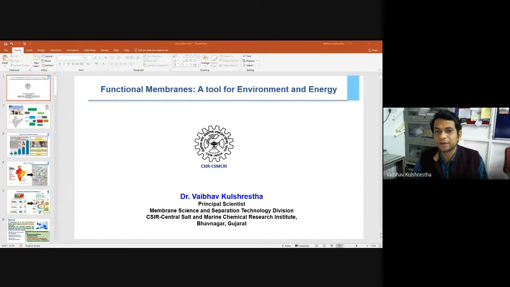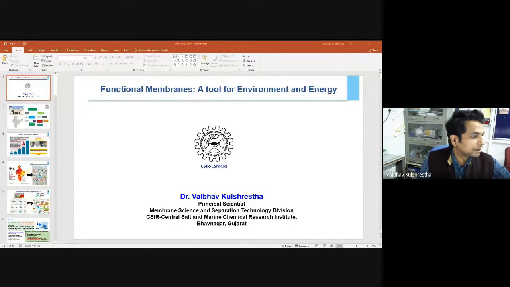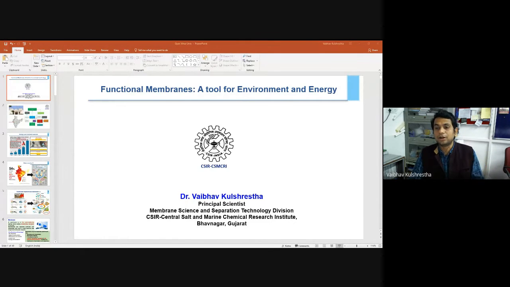Here you can see that we are working on salt preparation, salinity gradient, corrosion. We are also working on different materials.